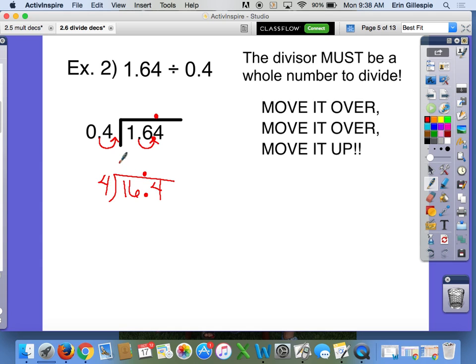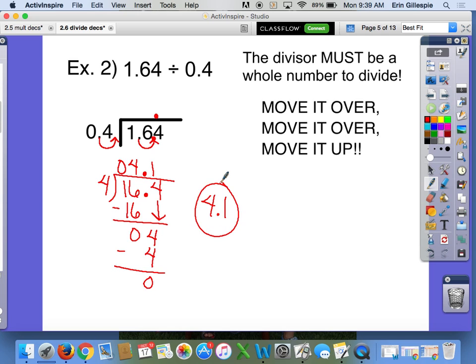4 doesn't go into 1, so I'm going to write a 0, but 4 goes into 16 4 times. I subtract and get 0, but I'm not done because there's still numbers in my dividend. So I'm going to bring down that 4. 4 goes into 4 1 time. 1 times 4 is 4, and I subtract and get 0, and there's no more numbers in my dividend, so I know I'm done. So 4 and 1/10 is our answer.